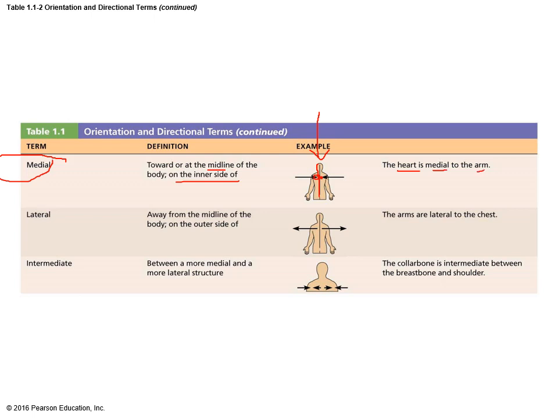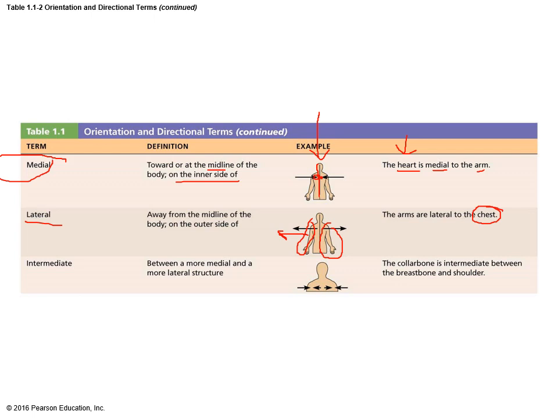Now, lateral is going to indicate that you're going away from the midline, follow the arrows, or you're going towards the outer side of the body. So if we were to go back to our first example, it says right here, it says the heart is in the middle or medial to the arms, which would then mean that the arms are lateral to the heart. Or in this case, they said the arms are lateral to the chest. So medial means towards the midline, lateral means away from the body. And this will often be used to describe the appendicular, the appendages, so like the arms and the legs, pointing away towards the side of the body.